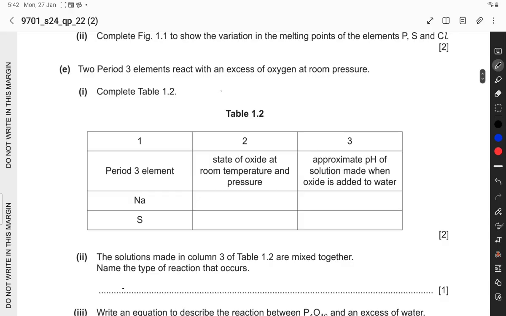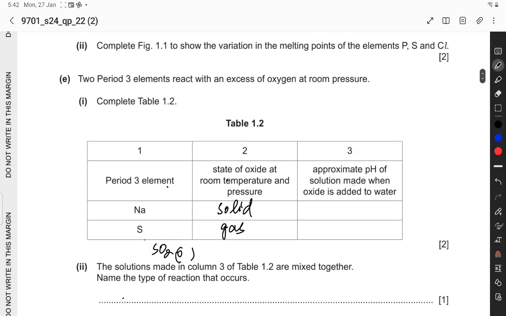Two period 3 elements react with an excess of oxygen at room pressure. Complete table 1.2: the period 3 elements sodium and sulfur, the state of the oxides at room temperature and pressure. Sodium oxide exists in the solid state because sodium is a metal. So this is solid, and sulfur forms sulfur dioxide, which is a gas at RTP. The approximate pH is 10 to 14 for sodium oxide, and 0 to 4 for sulfur dioxide.